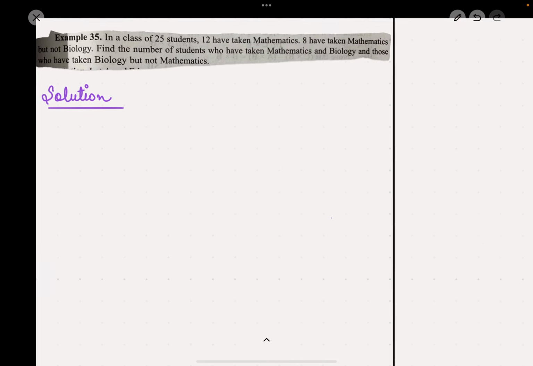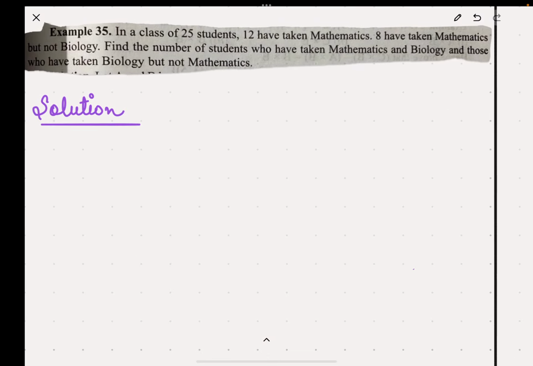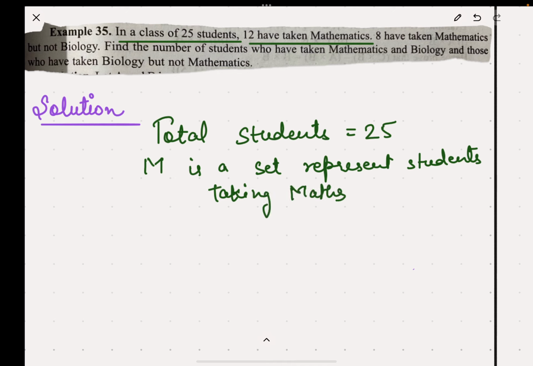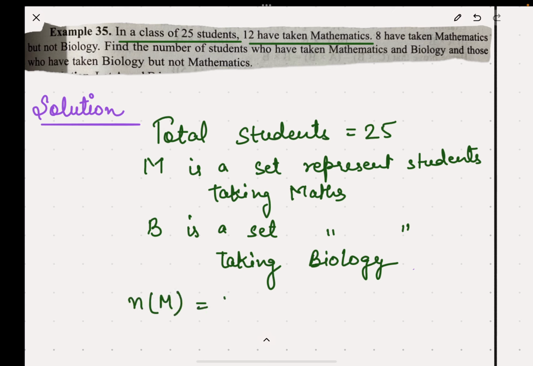Now let's solve another example. In this example we have a class of 25 students, that means total students are 25. This is given. Then 12 have taken maths. Let's say M is a set that represents students taking maths, and B is a set that represents students taking biology. So 12 have taken maths, that means n(M) is 12.